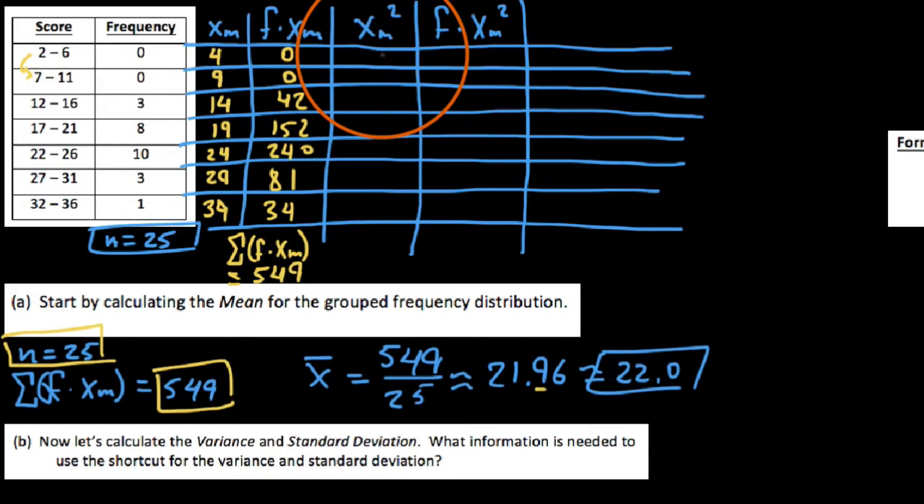So in terms of what are our class midpoints squared, well, 4 squared is going to be 16, and 9 squared is going to be 81. We get 14 squared is 196.